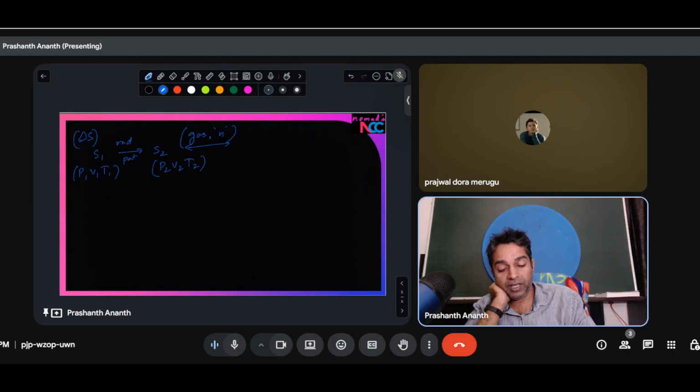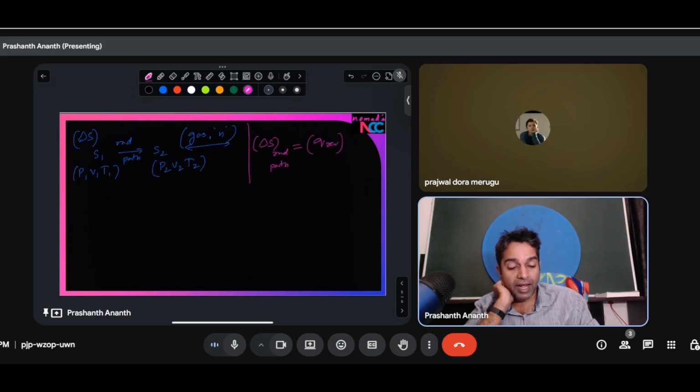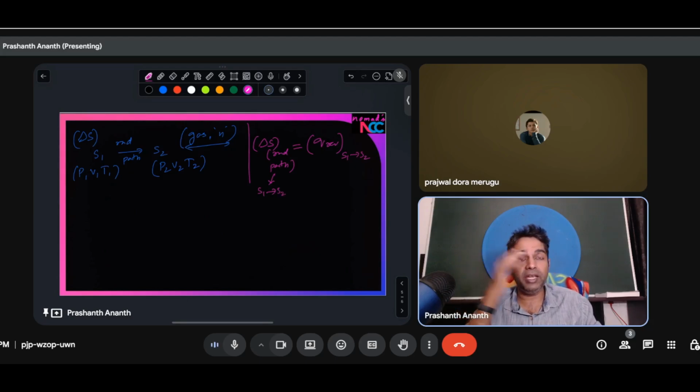Alright, so we can say delta S for this random path should be equal to Q reversible for S1 to S2. The random path here is also going to be S1 to S2. But it is not a particularly well-defined path. It can be any kind of path which you are proceeding with over there. The Q reversible, on the other hand, should be for a reversible path. So Q reversible for S1 to S2 divided by T. This is basically how we are going to be proceeding here. Of course, you can integrate and get the thing also done. It doesn't make a difference.